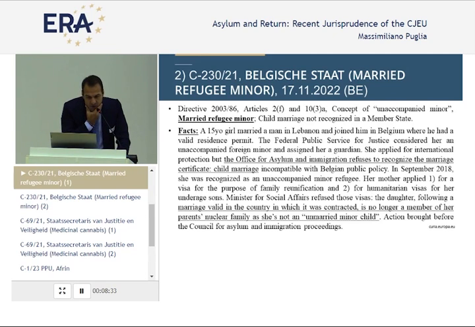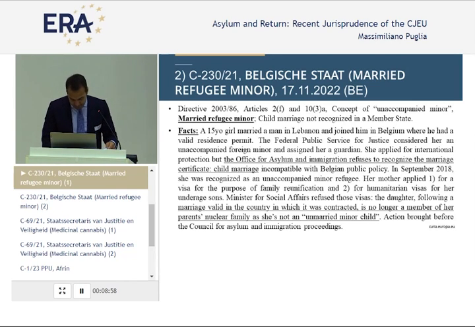So the case brought before the Court of Justice is whether Article 10, paragraph 3, which states an obligation, be careful, for member states to allow family reunification of the parents of a minor refugee, requires that the person who is the sponsor of the family reunification is unmarried or not.